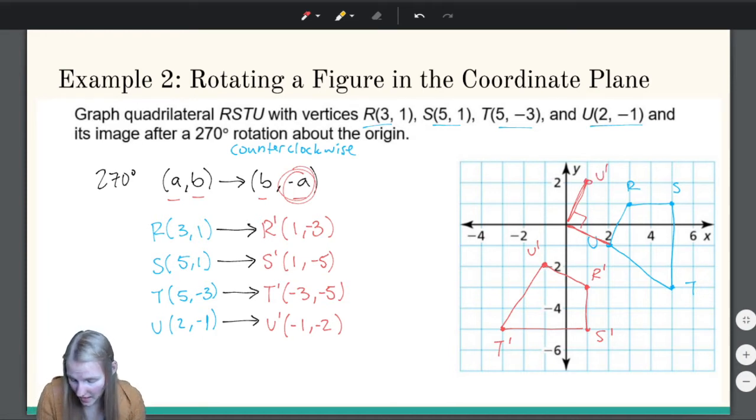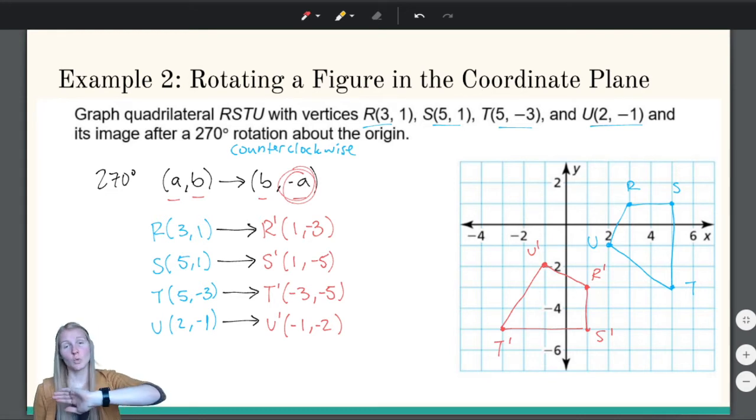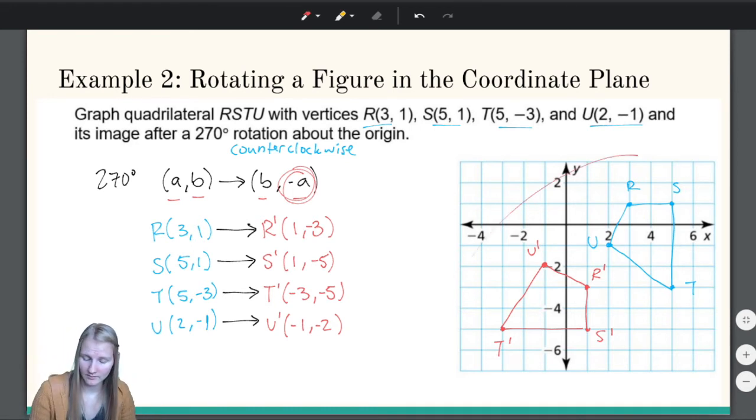If I did 180 degrees, here would be U prime. And if I went 270 degrees, here would be U prime. See how each of these makes a right angle right here? So that's a way that you can check in your mind. You can say, wait, is this actually a 270 degree rotation? Well, you can try 90, 180, and then 270. Does it look like a 270 degree rotation? Yes, it does. One more thing I want to say about this example.